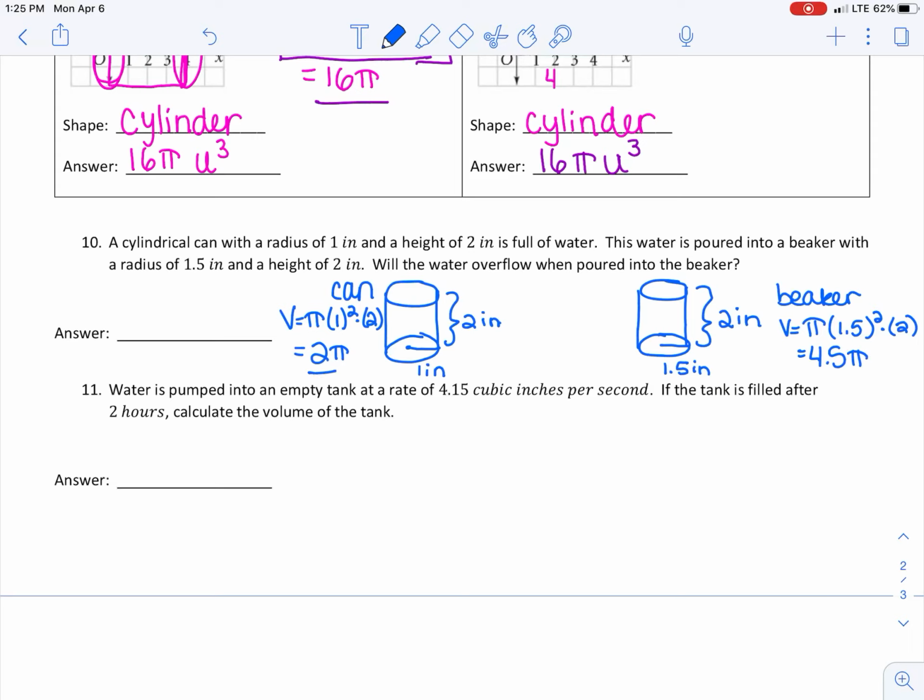So if you look, is 2 or 4.5 bigger? You're going to say that the beaker has the bigger volume. So if you go to pour that can into the beaker, it's going to fit because the beaker has a larger volume to pour into. So we're going to say yes. I'm sorry, no, it won't overflow, because the beaker has a larger volume.